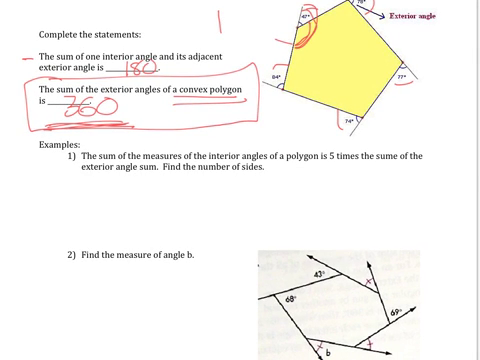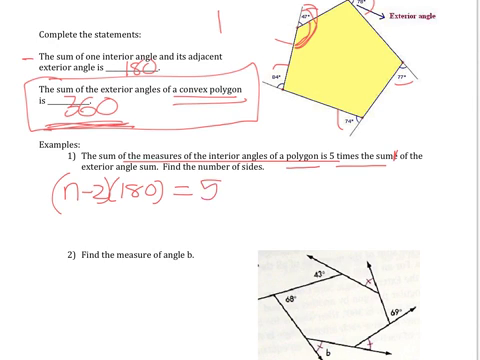Example 1: the sum of the measures of the interior angles of a polygon is 5 times the sum of the exterior angles. Writing an equation, the sum of the measures of the interior angles is n minus 2 times 180. That's going to be equal to 5 times the sum of the exterior angles. The sum of the exterior angles is 360.